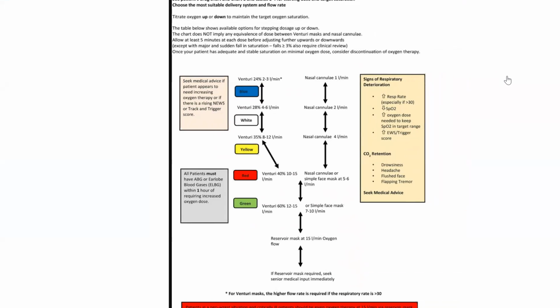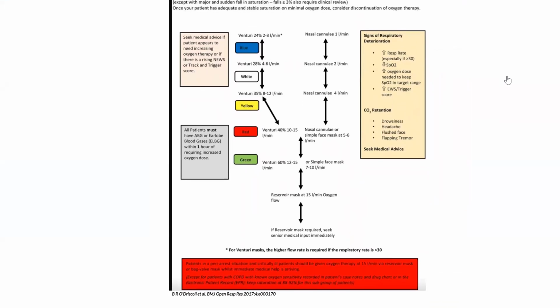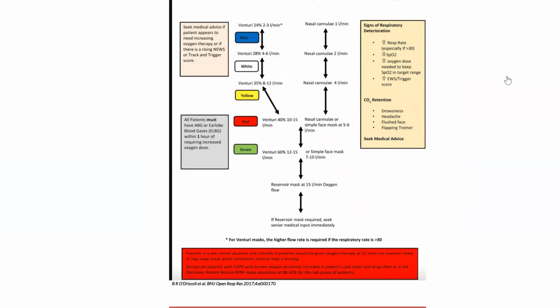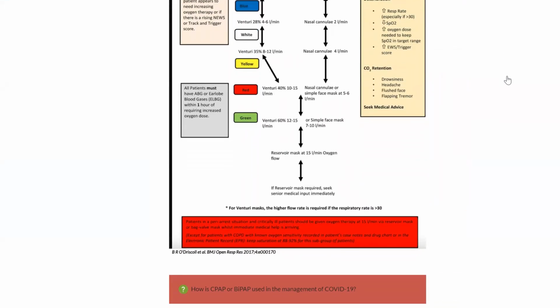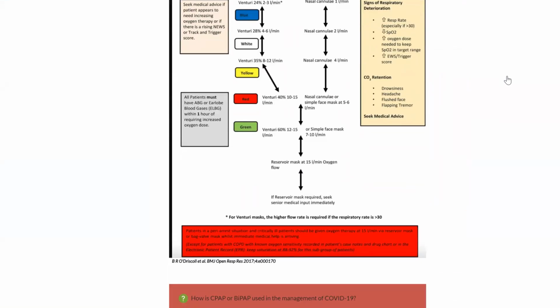This is what I've said. So you have different devices giving different amounts of oxygen. You have the simple mask, which can give 7 to 10. You have your nasal cannula, which you can give 2 to 4. And you have the reservoir mask, which gives 15 liters. I think this had been discussed earlier, so you can continue.